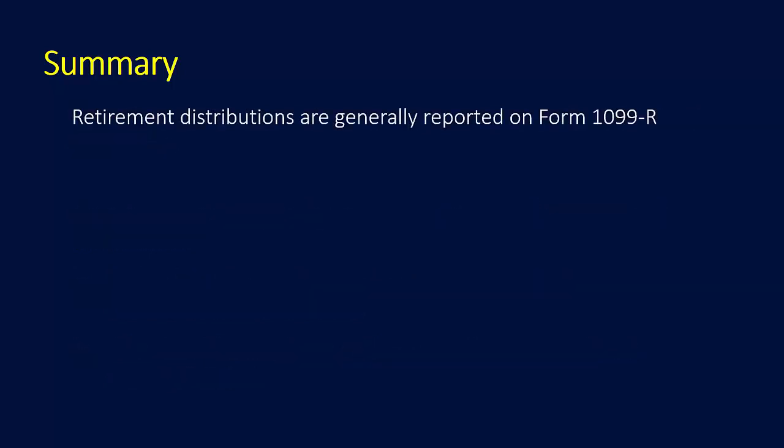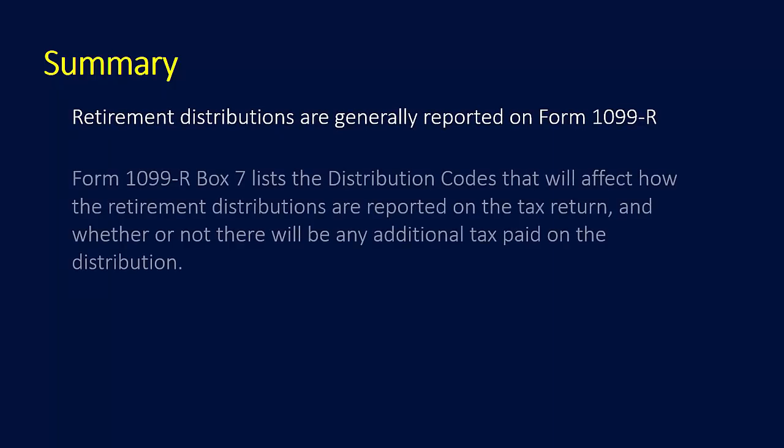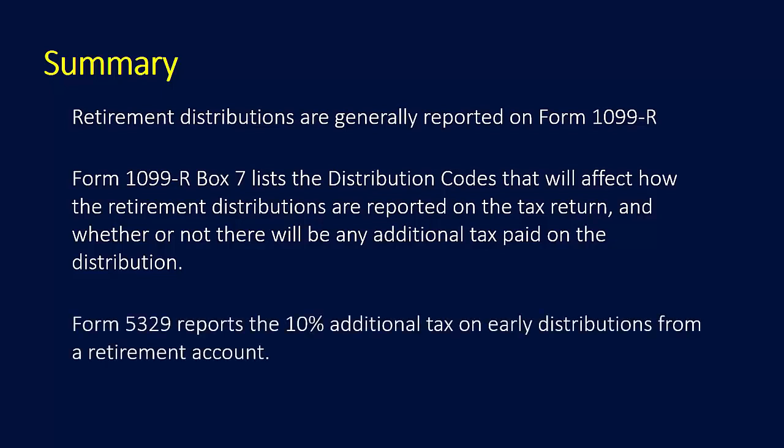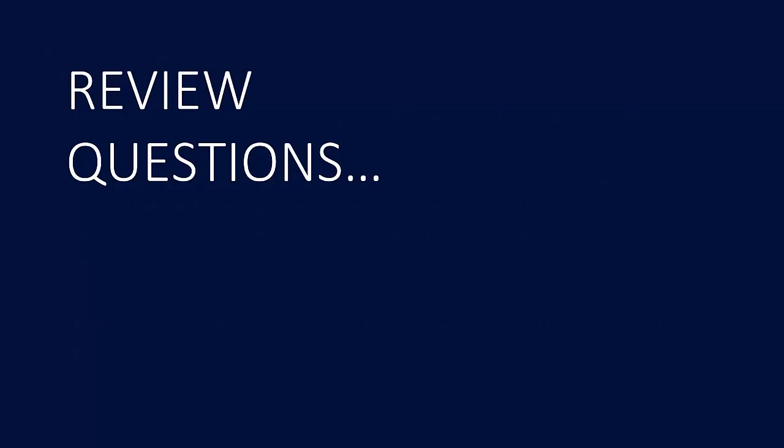Retirement distributions are generally reported on Form 1099-R. Form 1099-R, Box 7, lists the distribution codes that will affect how the retirement distributions are reported on the tax return and whether or not there will be any additional tax paid on the distribution. And Form 5329 reports the 10% additional tax on early distributions from a retirement account. And now let's take a look at some review questions.